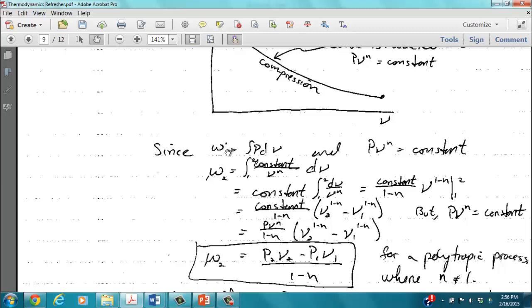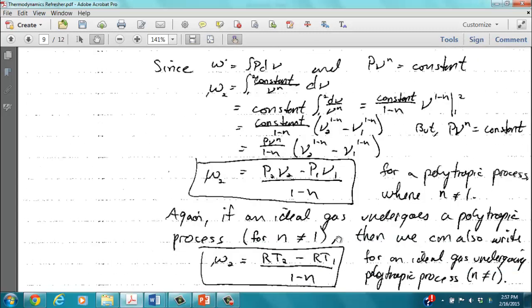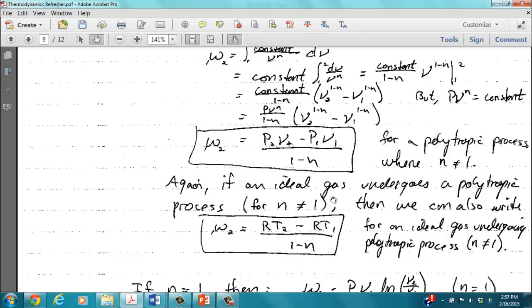Okay, so how would we calculate the work transfer for that polytropic process? Well, we can say that the work transfer is equal to the integral of PdV, and since PV^n is equal to a constant, we can do substitutions. We do some algebraic manipulation, then our integration, and a little more algebra, and eventually get our work transfer term for that polytropic process to be of this form. So the work transfer for a polytropic process when n does not equal 1 is (P2V2 minus P1V1) divided by (1 minus n).